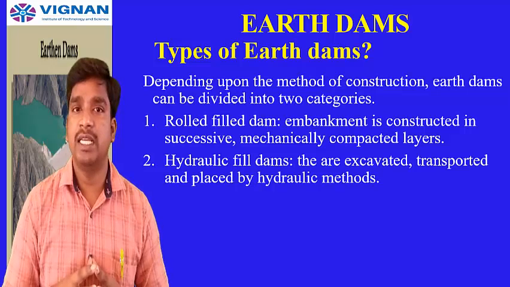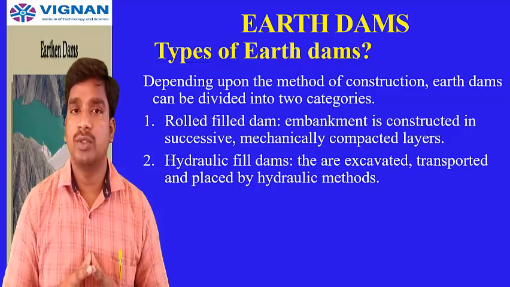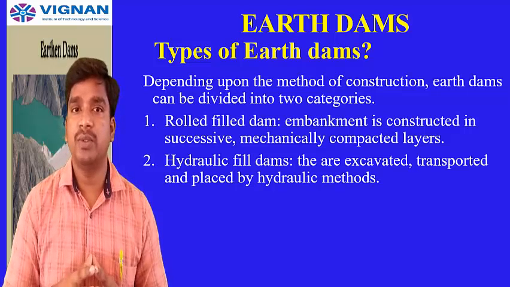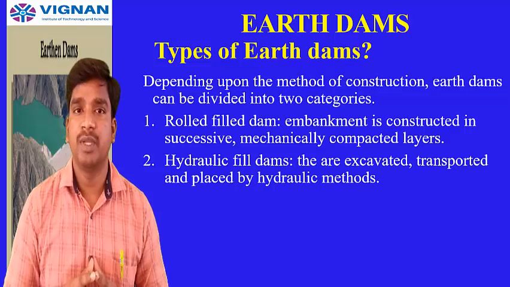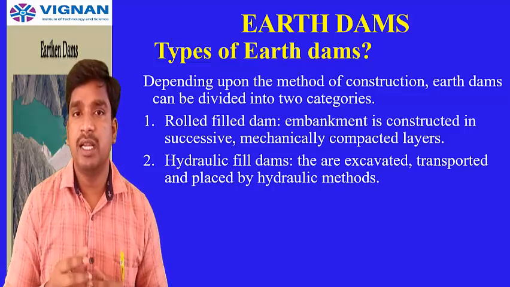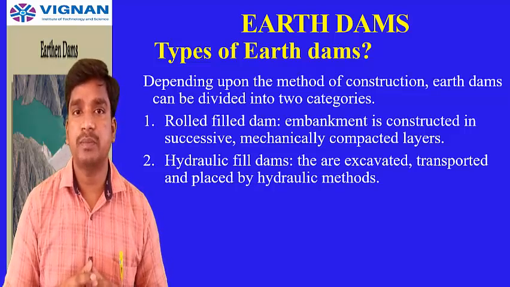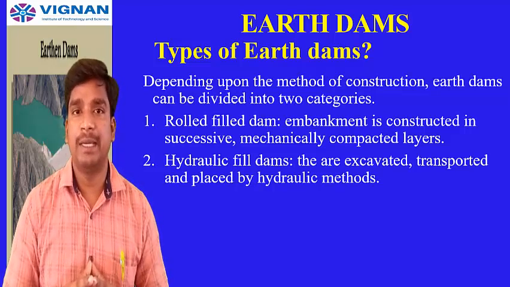Comparatively, the height is very small compared to gravity dams and the base width is more. Okay, so that is the reason the causes of failures and the loads acting on these earth dams are completely different from gravity dams. Now coming to the classification or types of earth dams. Based on the purpose or method of construction of earth dams, there are two classifications. One is the rolled fill dam, the second one is the hydraulic fill dam.